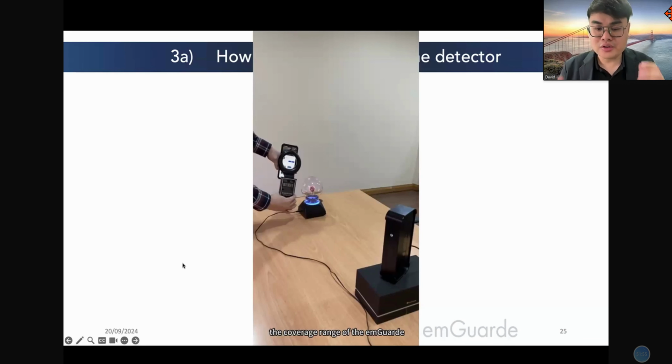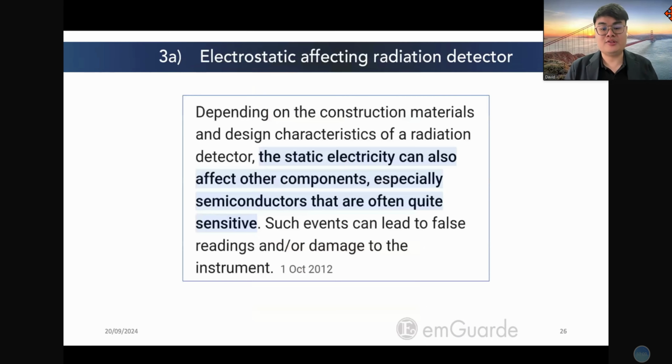So this short video showcases that whenever the emGuarde is on and there is a static environment, it will trigger the detector to beep, although it is within the emGuarde's coverage. So do not panic. This is due to static interference.